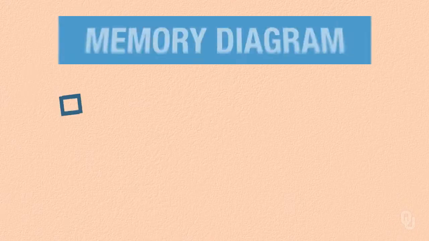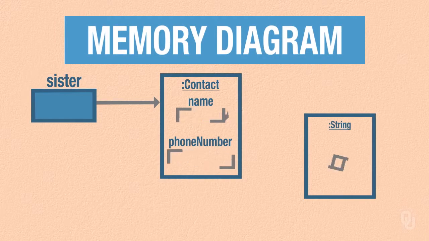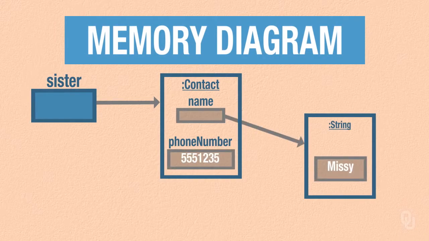The friend object's name is Jenny. The sister object's name is Missy. Here is a memory diagram that shows the sister object and its reference. You may wonder what the code looks like that implements this class. Well, here's some of it.